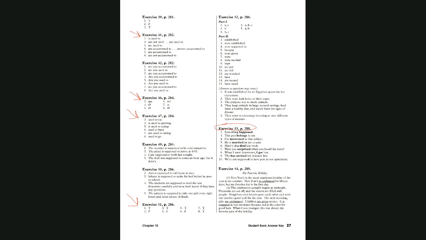Can you repeat the number 5? Number 5, he is married to my cousin. Married with the ed, and then to, not with. Oh, okay. I just left the with in the sentence. Yeah, we don't usually use married with. It's going to be to.